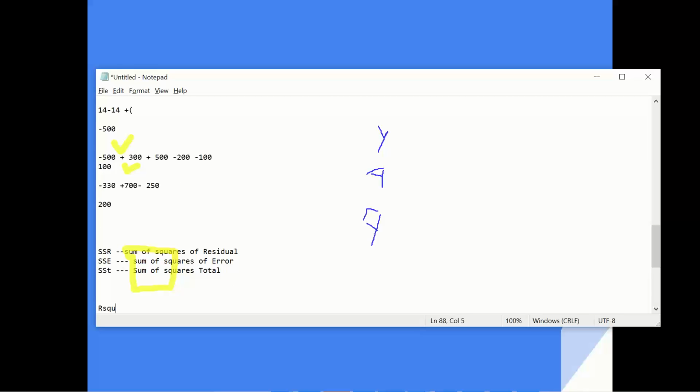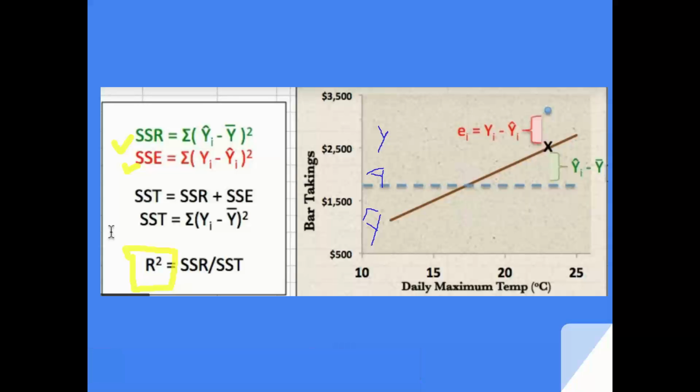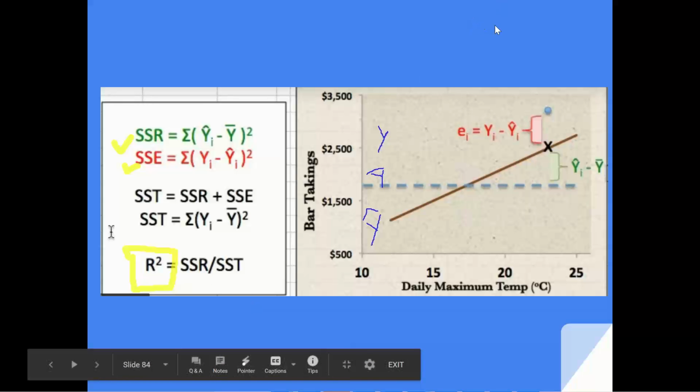R square is called the coefficient of determination. This is the full form of this. So now if I come back to this, I am saying R square equals SSR by SST. Now please all of you take a pen and paper at your end.